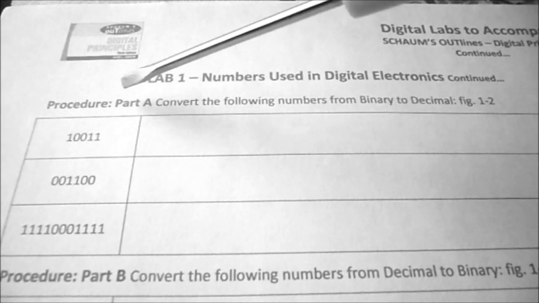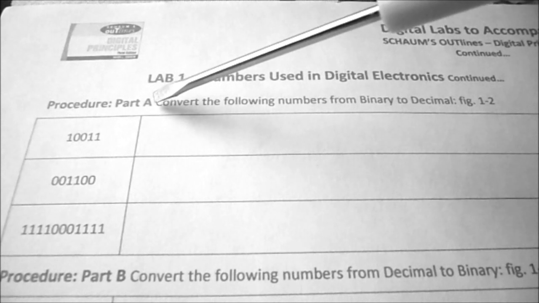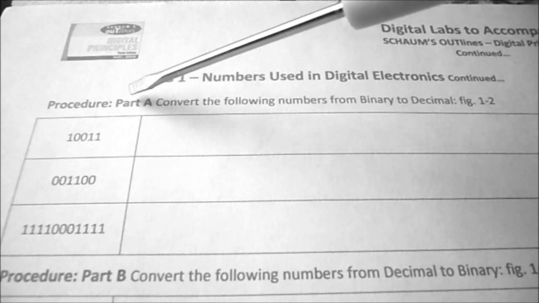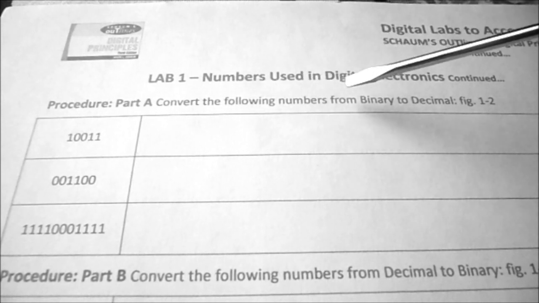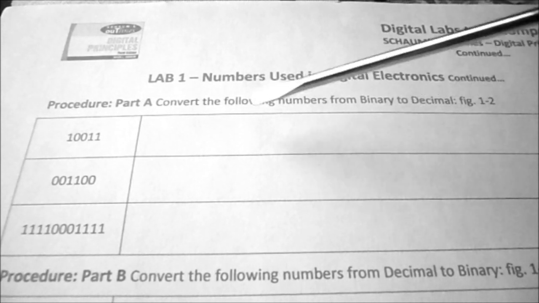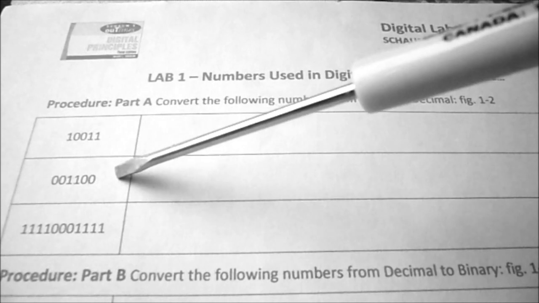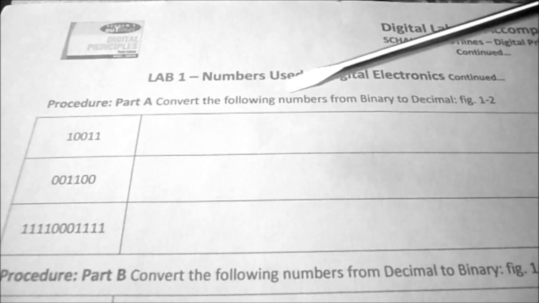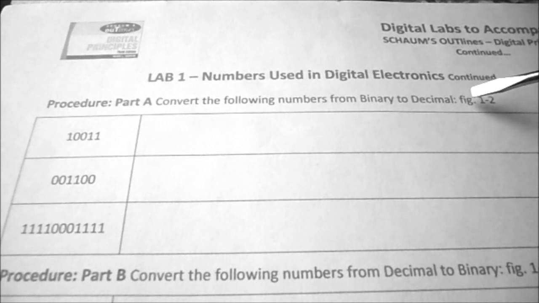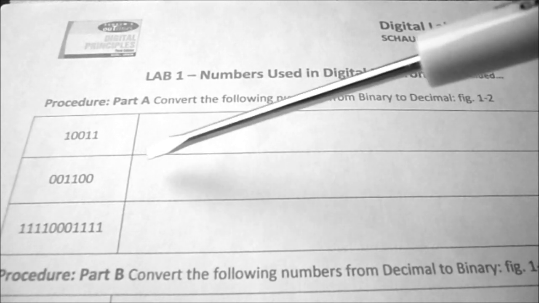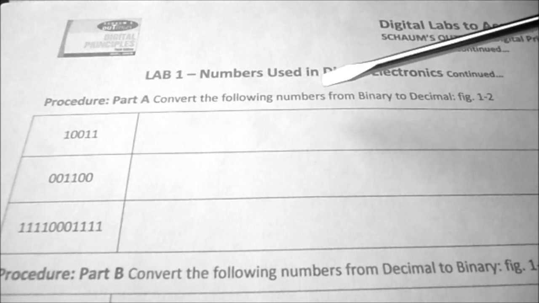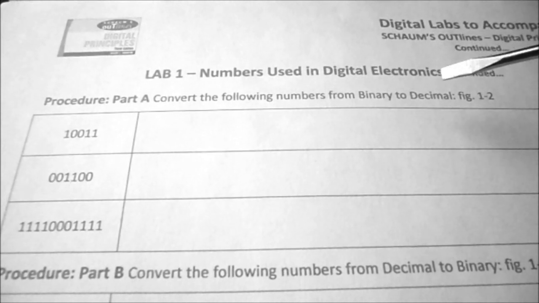So all my labs come with procedures to follow. And you can see for procedure part A, we're to convert the following numbers from binary to decimal. So you can see these are all binary numbers. And if you take a look at figure 1-2 in your textbook, you should be able to get an idea of how to do the conversion from binary to decimal.